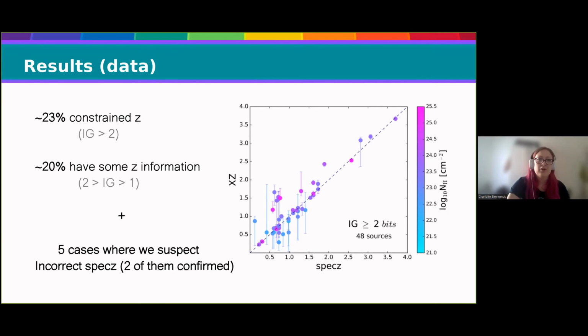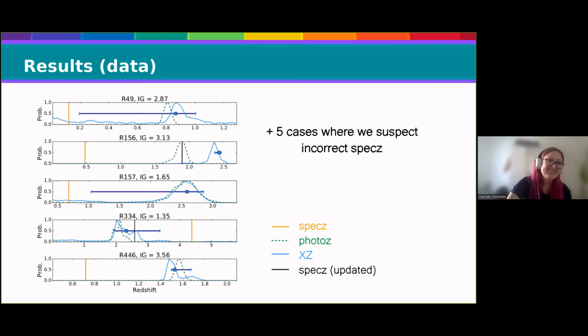So those are quite interesting to look at one-on-one. We analyzed this and we found 5 cases where we suspect that there's an incorrect spec-z, which was quite fun. How we identified these cases was we looked at the PDF of XZ and at the photo-z PDFs, and we noticed that the photo-z didn't agree with the spec-z. So we wanted to see if maybe XZ could give us an answer of which one was right. So in these plots to the left, these are 5 different galaxies with the information gain in the title. The orange vertical lines are all spec-z.